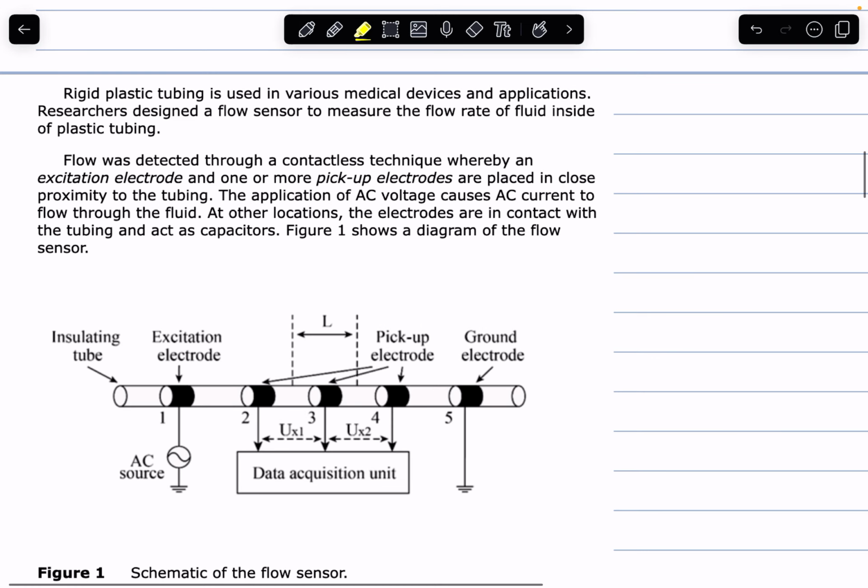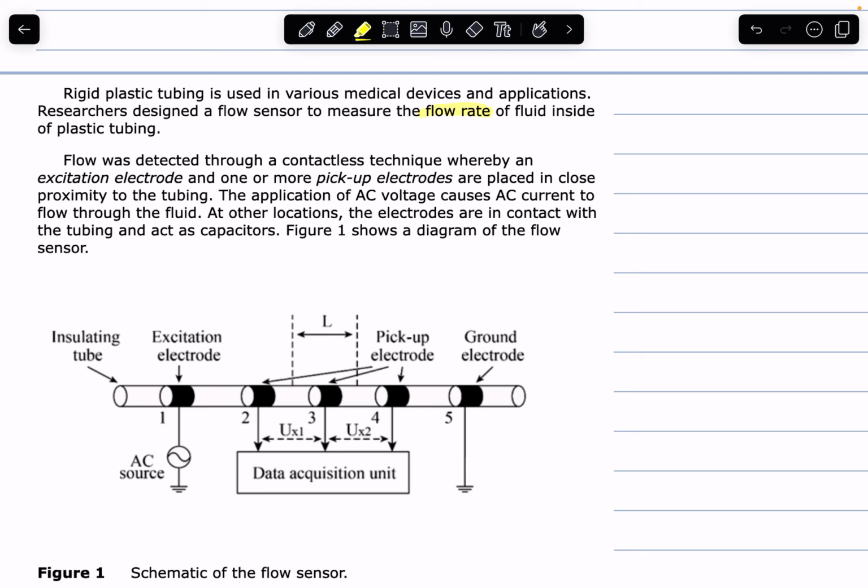So the passage reads, rigid plastic tubing is used in various medical devices and applications. Researchers designed a flow sensor to measure the flow rate of fluid inside of plastic tubing. Okay, so I know that this setup is to measure the flow rate of fluid, right? So flow rate must be a big theme of this passage. All right, let's keep reading.